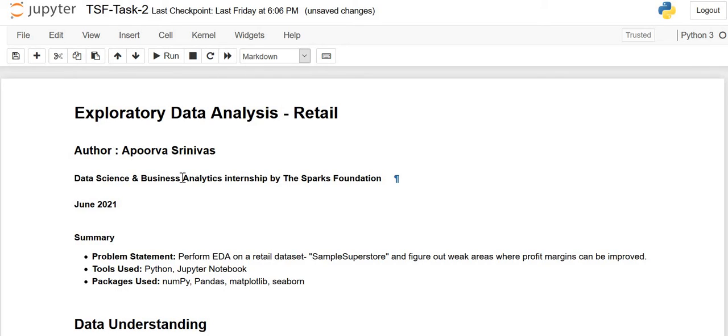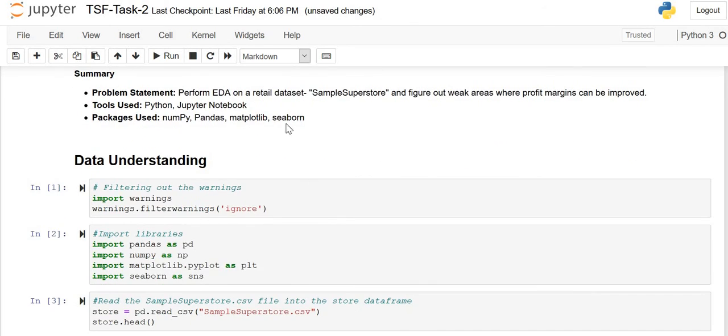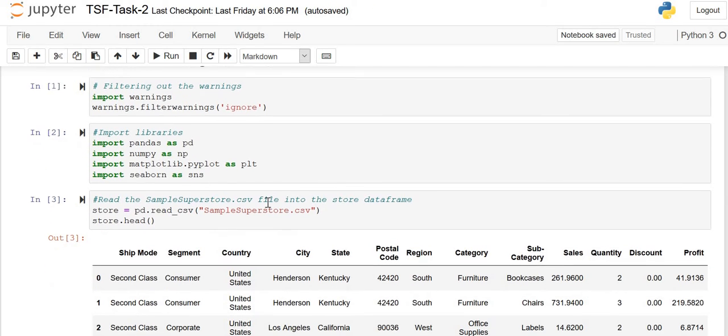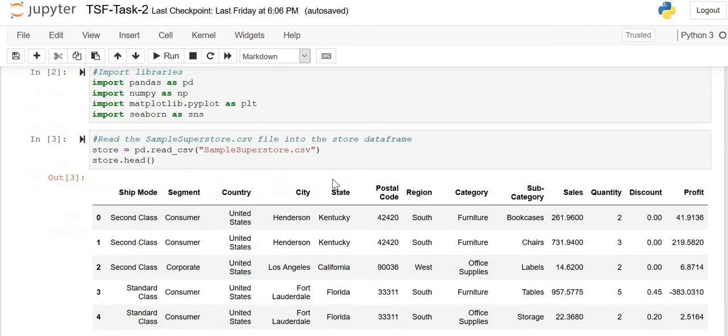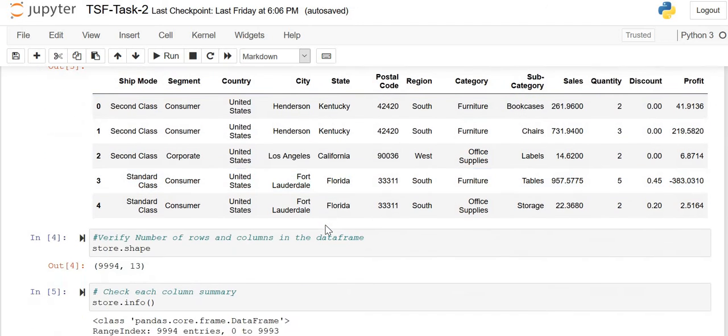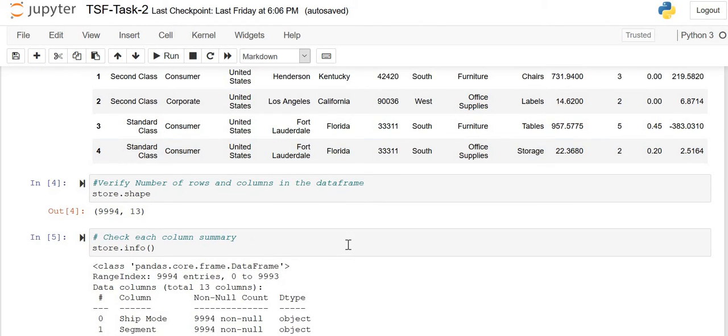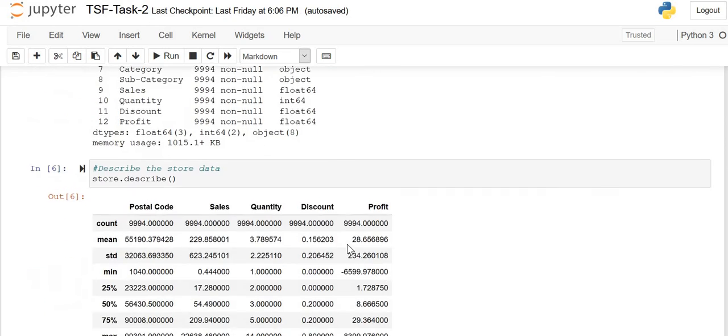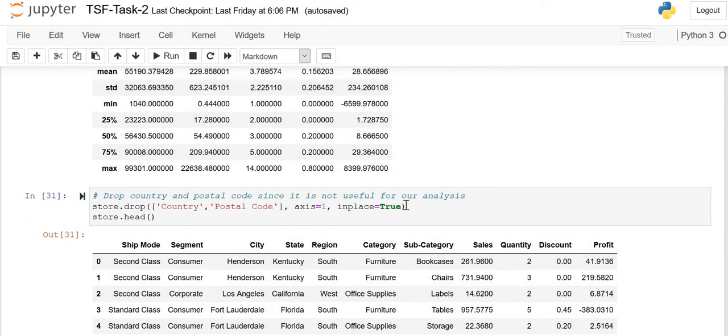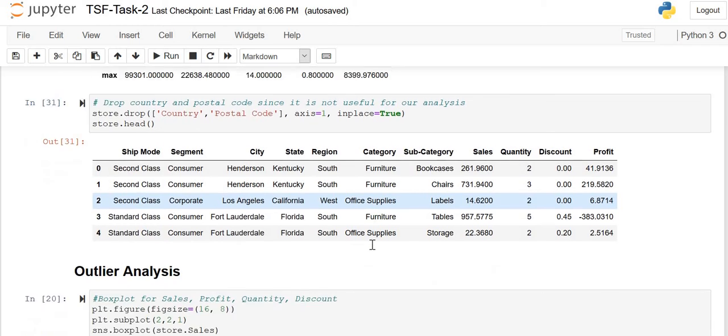Hi, this is Apurva. In this video, I'll be conducting exploratory data analysis on a retail data set using Python and Jupyter Notebook. I have imported the required libraries and the data into a data frame, and after conducting a preliminary data analysis, I've decided to drop the country and postal code column since it is not useful for an analysis.